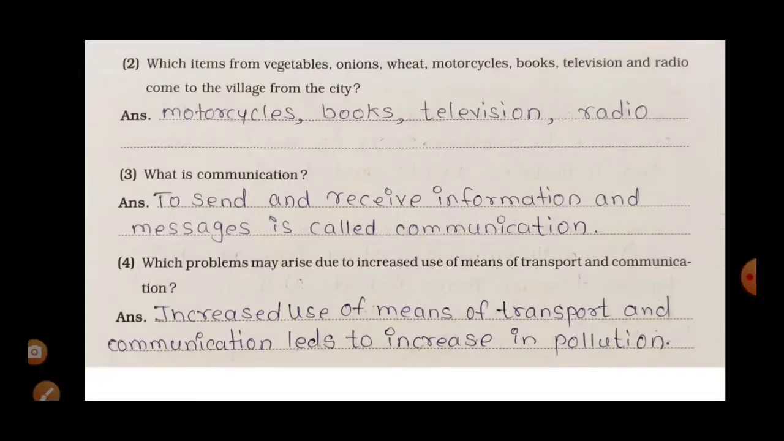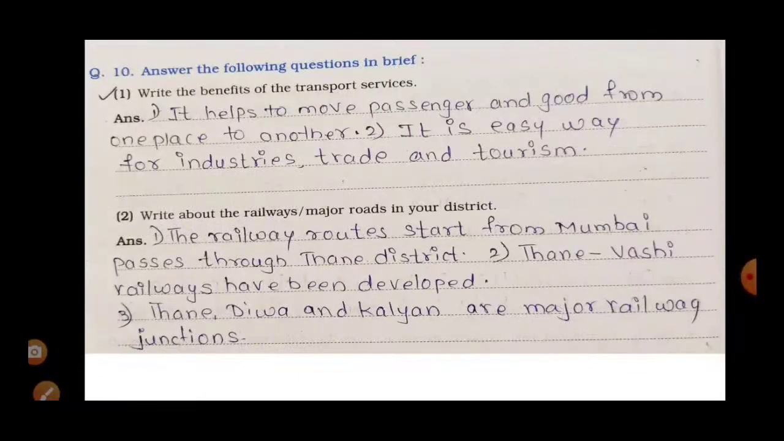Question number 4, which problems may arise due to increased use of means of transport and communication? Answer, increased use of means of transport and communication leads to increase in pollution. So this is the question number 7.